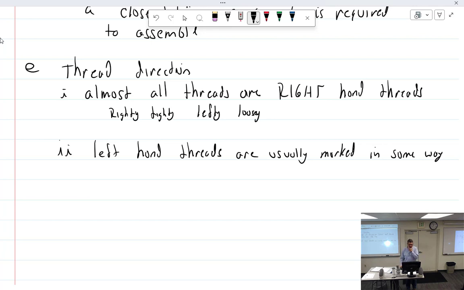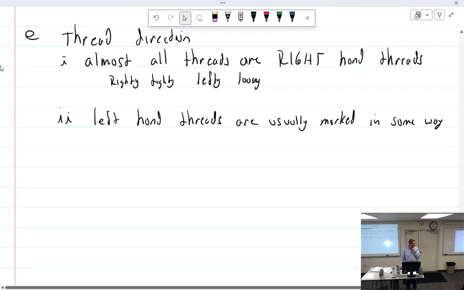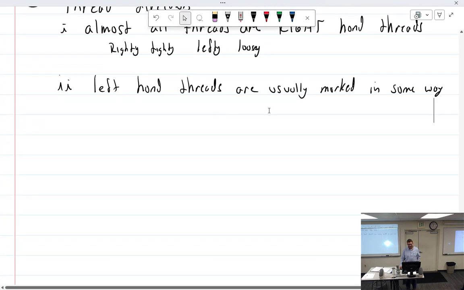All right, okay, thread direction. Righty-tighty, lefty-loosey. Unless it's got some sort of hash mark or something on it, and it's not.